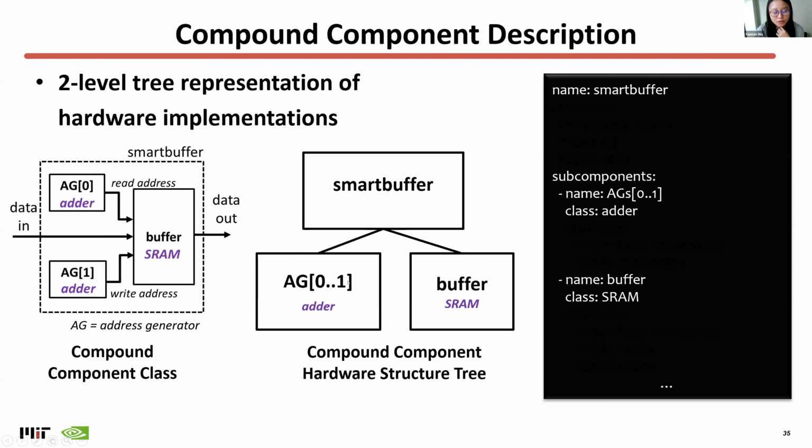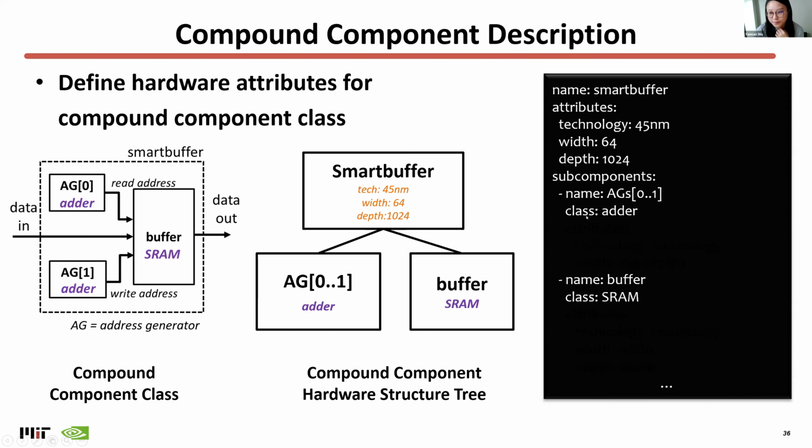And also each of the subcomponents for this compound component needs to have a class. And in this case, we're using adders to represent the address generators. And in terms of YAML specification, you can see that we're using the subcomponents keyword to specify what the primitive components involved in this compound component class are. And we're also specifying the primitive component class associated with each subcomponent using the class keyword.